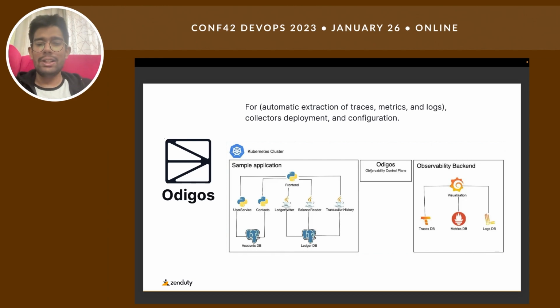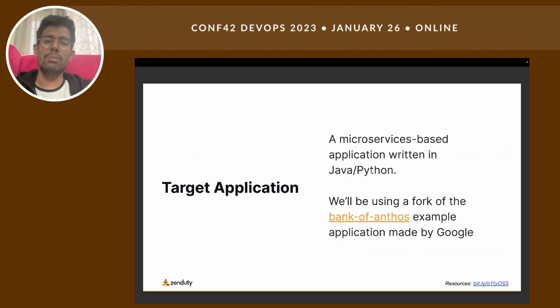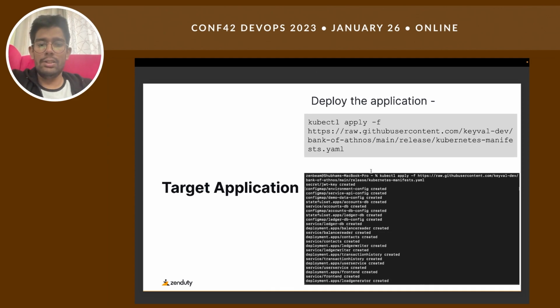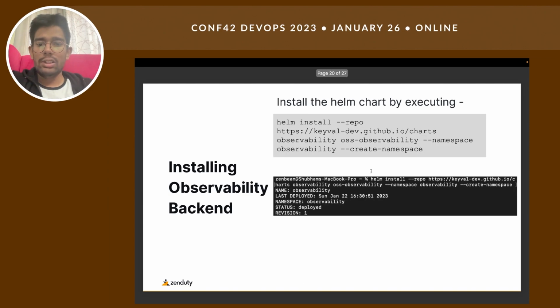So now for this demonstration, our target application will be a microservices based application written in Java or Python. We'll be using a fork of the Bank of Anthos example application, which was made by Google, and you can find the link in the resource section. You can deploy the target application by simply running the following code, and you should be good to go. To install the observability backend, we'll execute the following Helm chart, which deploys Tempo, the traces database, Prometheus, the metrics database, and Loki, the logs database, as well as a pre-configured Grafana instance with those databases as the data sources.